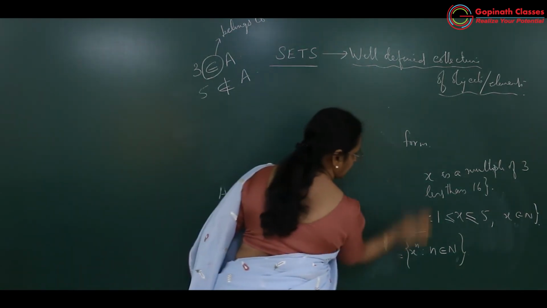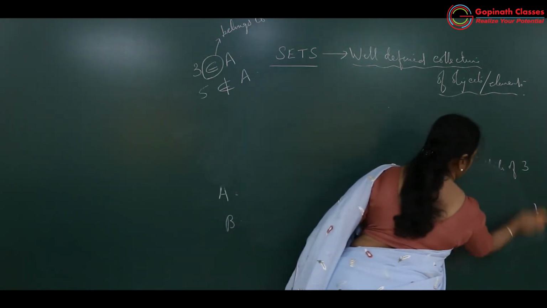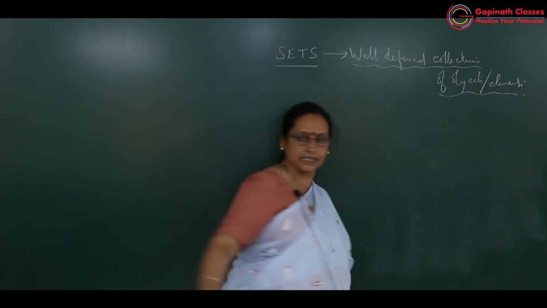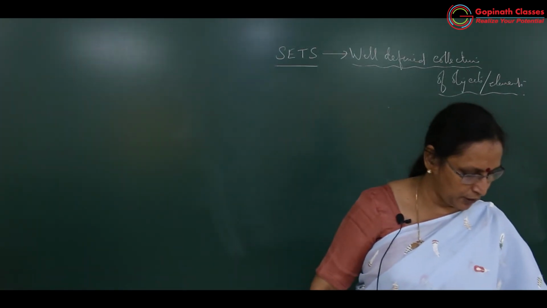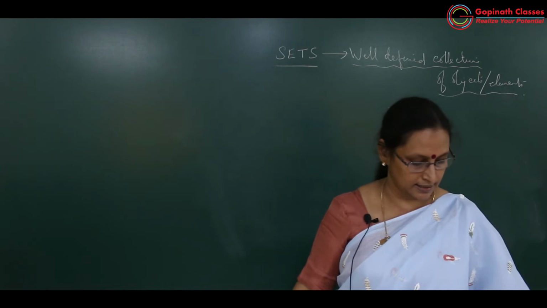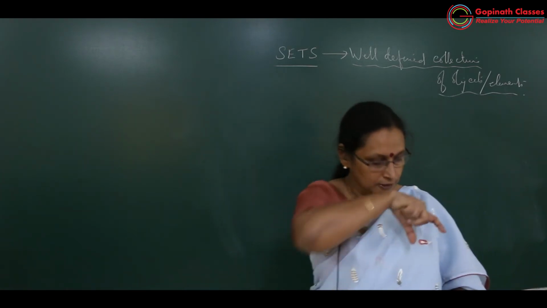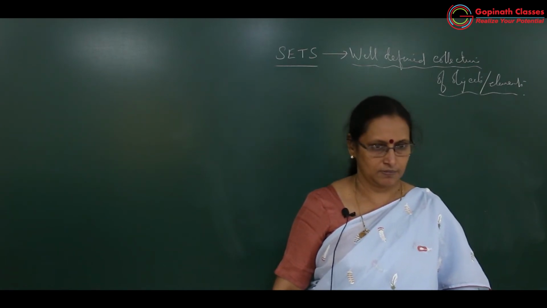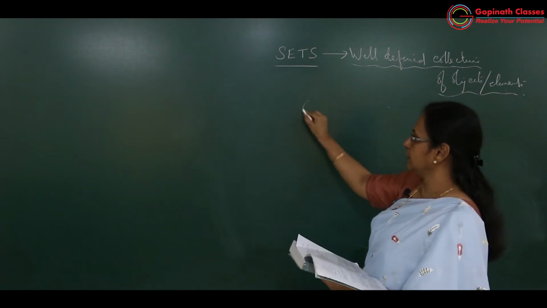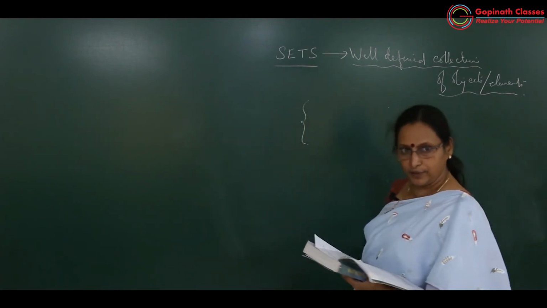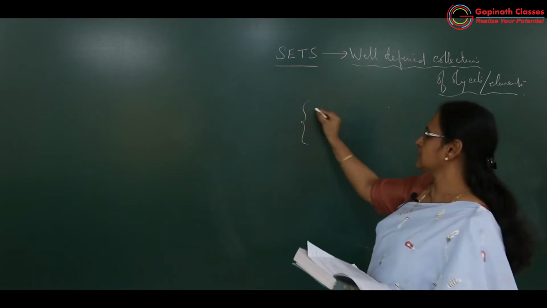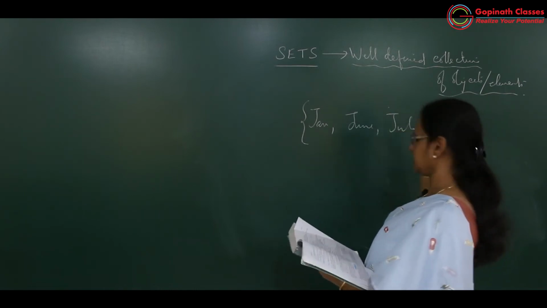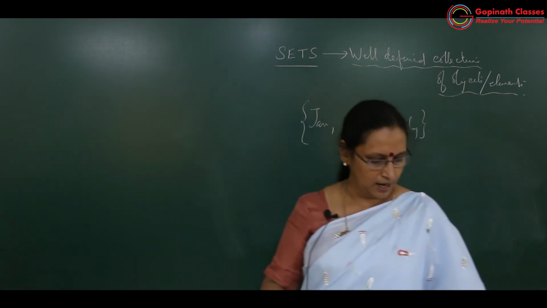You can just take your textbook and see exercise 1.1, and the first question is to say whether it is a set or not. Which of the following are sets? Justify your answer. Look at the first question. The collection of all months of the year beginning with the letter J. What is that set? January, June, July, you can list it. It is a set because it is well defined, months of the year starting with J.